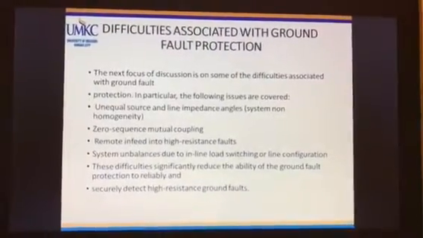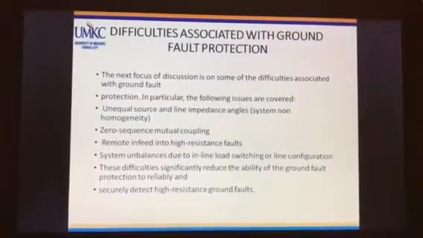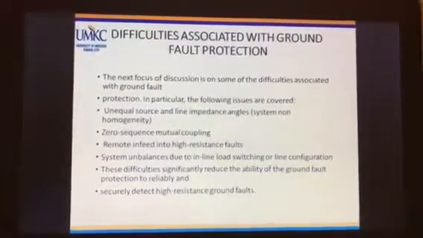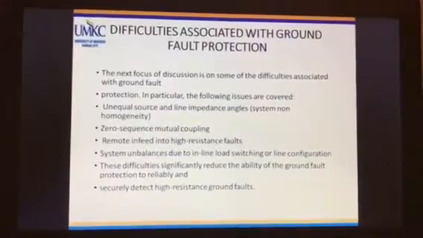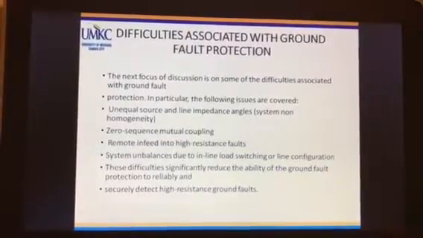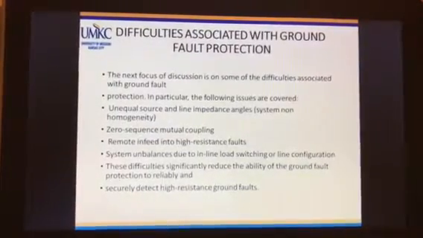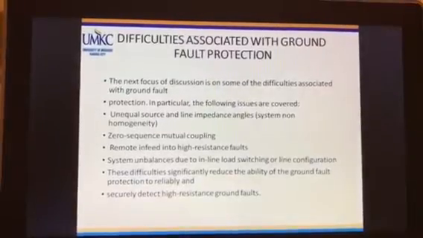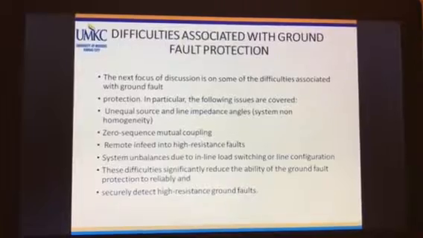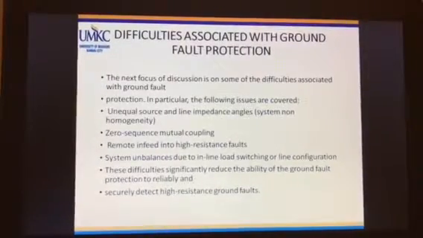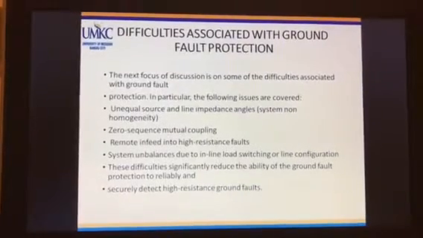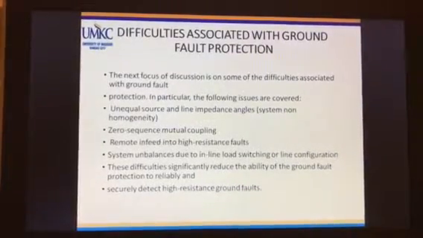Next we will be discussing the difficulties associated with ground fault protection. That is, the difficulties when the system is non-homogeneous, that is, the source and the line impedance angles are not equal, and also problems like zero sequence mutual coupling, remote infeed into high resistance faults, and system unbalances due to inline load switching or the line configuration.